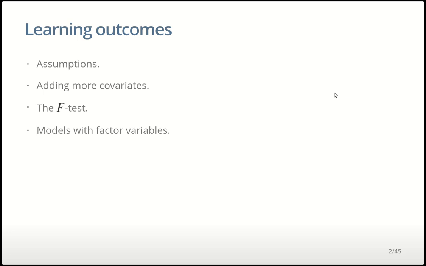Today we're going to be looking at basically these four things. We're going to be looking at what the assumptions of the linear model are. We're going to be looking at what happens if we have more covariates that we wish to add, and how we test these things with a particular test called the F-test. And then we'll be looking at models with factor variables. So if we've got categorical data, can we also include those in a linear model? And of course you can.